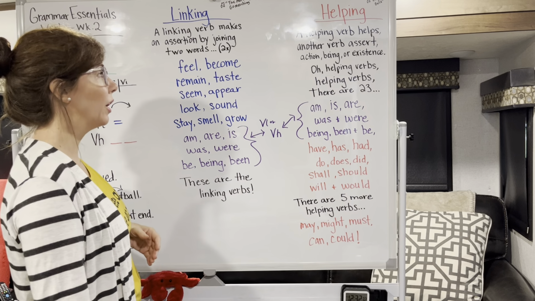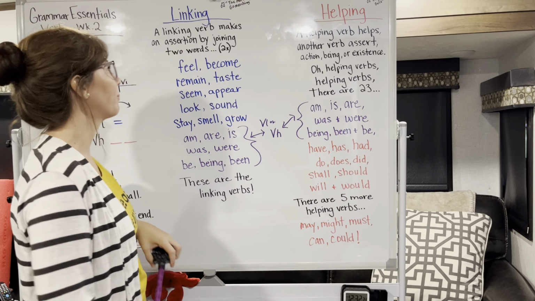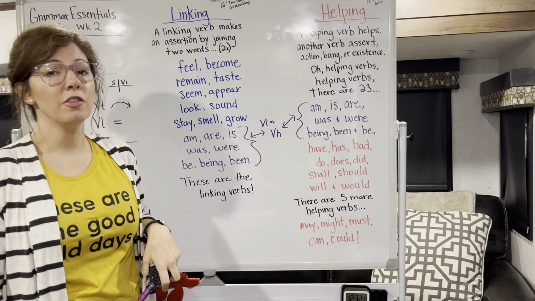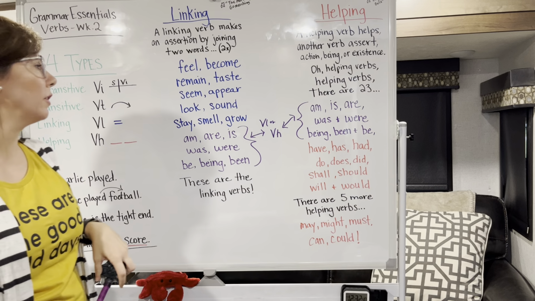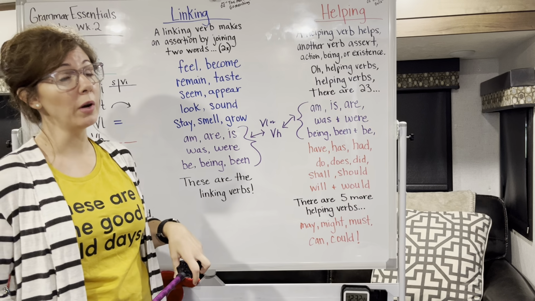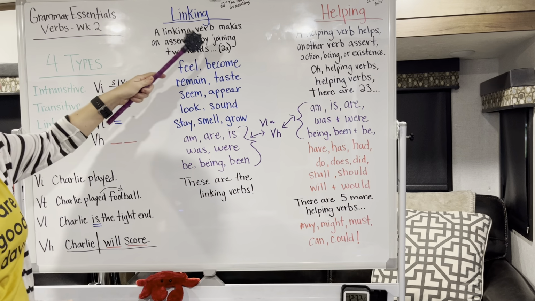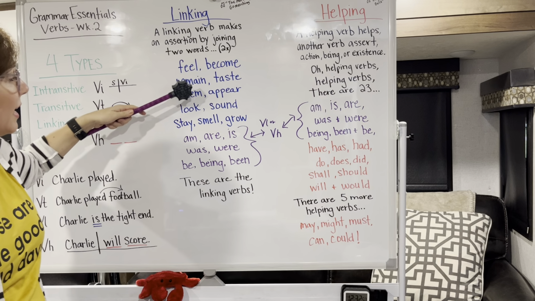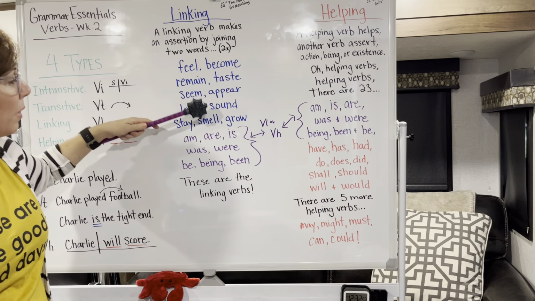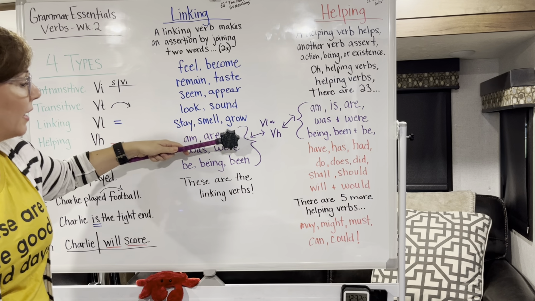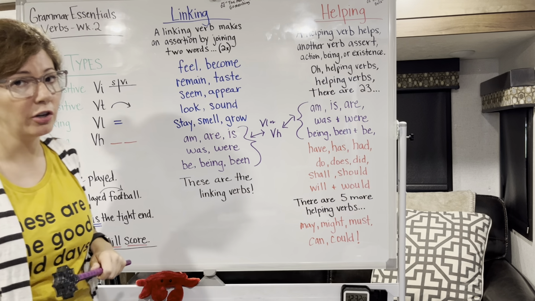It's to the tune of The Ants Go Marching. Okay? A linking verb makes an assertion by joining two words. A linking verb makes an assertion by joining two words. Feel, become, remain, taste, seem, appear, look, sound, stay, smell, grow, am, are, is, was, were, be, being, been. These are the linking verbs.